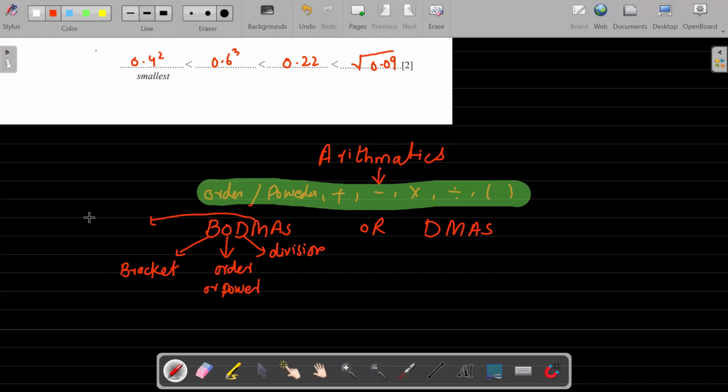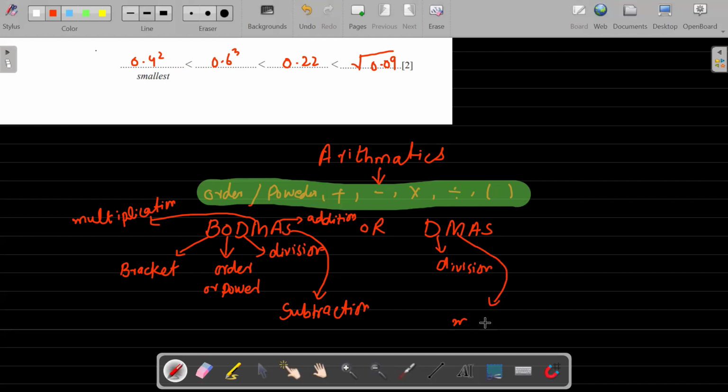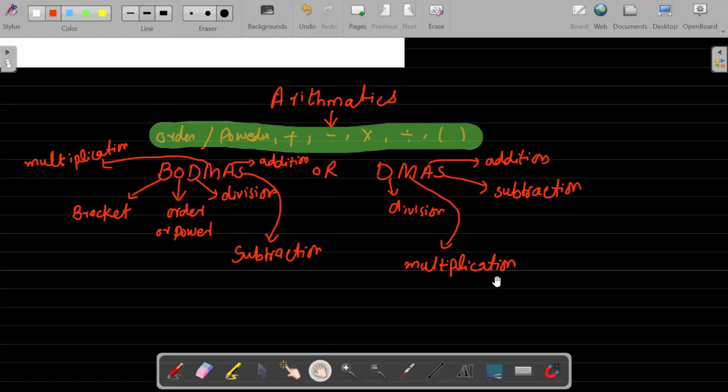This one is for multiplication. This is addition. And this one is subtraction. This one is division. If you have no bracket and no order, then you can simply use the DMAS rule, which is division, multiplication, addition, and this one is subtraction. These are the terms which we will be using in questions related to arithmetic.